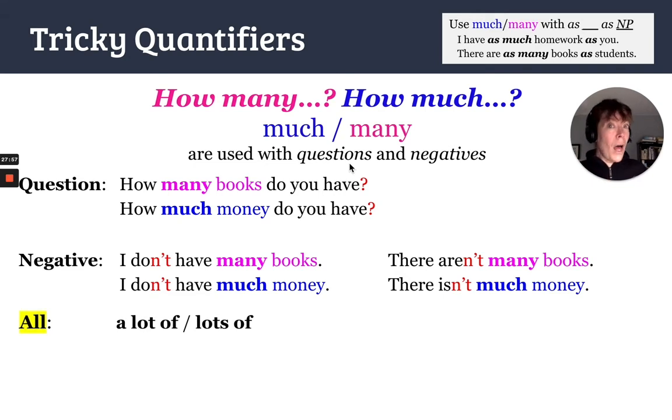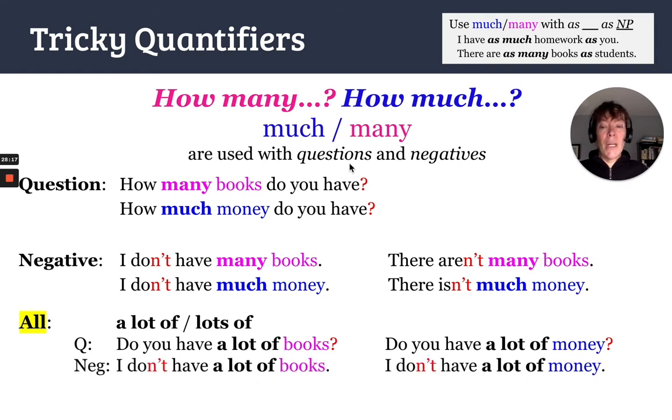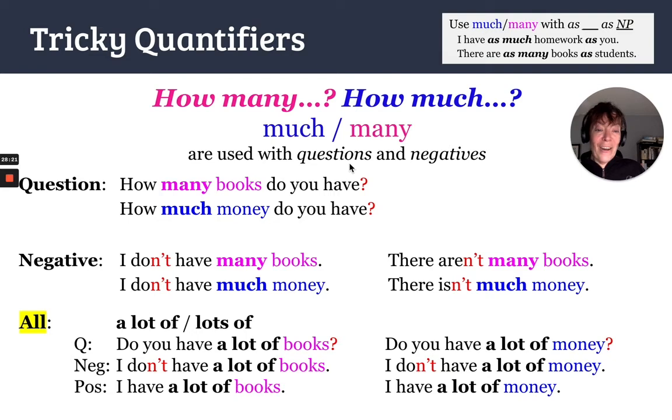Now, a lot of or lots of can be used with anything: question, negative, or statement. So if you're thinking, I'm just going to forget much and many and only use a lot of in my answers, that's a good idea. So notice, do you have a lot of books? Do you have a lot of money? I don't have a lot of books. I don't have a lot of money. I have a lot of books. I have a lot of money. Notice a lot of goes with a question and a negative and a positive.